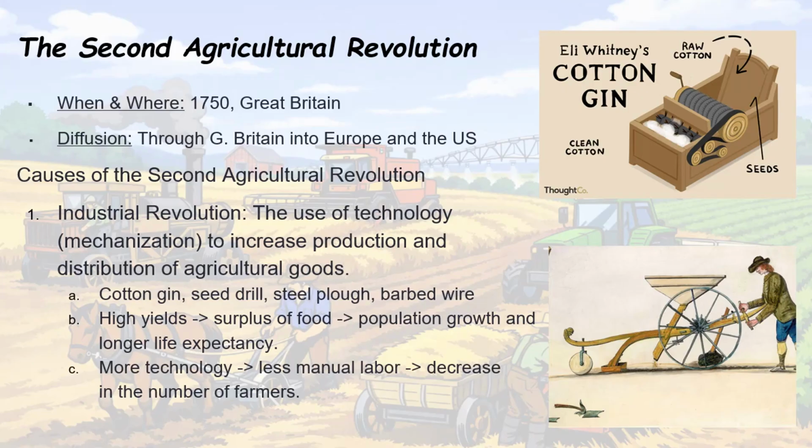And the results? High yields. More crops grown per acre. That creates a surplus of food. Surplus food leads to population growth and longer life expectancy because more people are actually eating enough. But here's the twist. More technology means less manual labor. Fewer farmers are needed. So the number of agricultural workers drops. And when fewer people are needed on farms, something major is about to happen to land ownership and cities.